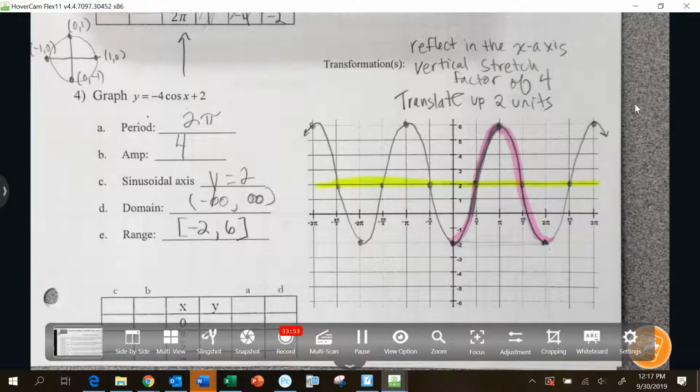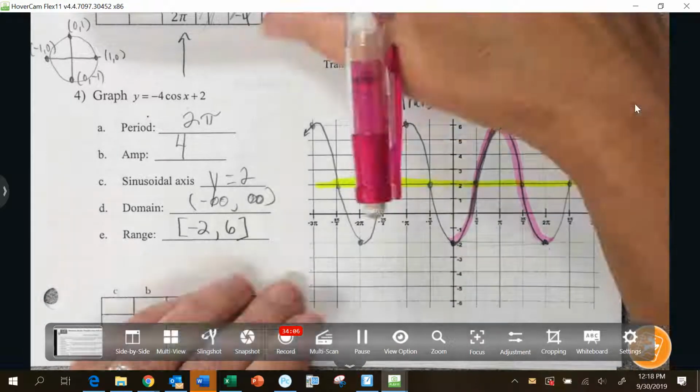As you're working on the next one, I'm going to come around and just kind of peek over your shoulder and make sure it looks right to me, because some of you, I might be going really fast and you might have missed something. So what I want you to do now is start number 5.